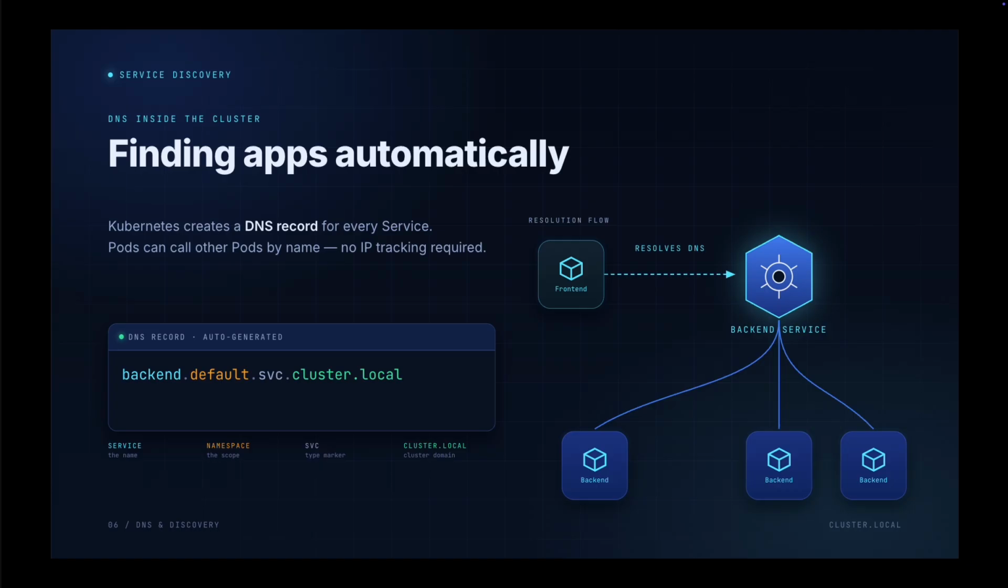We already know how a service finds pods, but how do applications find a service? Kubernetes solves this using built-in DNS. Whenever a service is created, Kubernetes automatically creates a DNS record for it inside the cluster. This means applications don't need to know IP addresses. Instead, they can communicate using simple names.